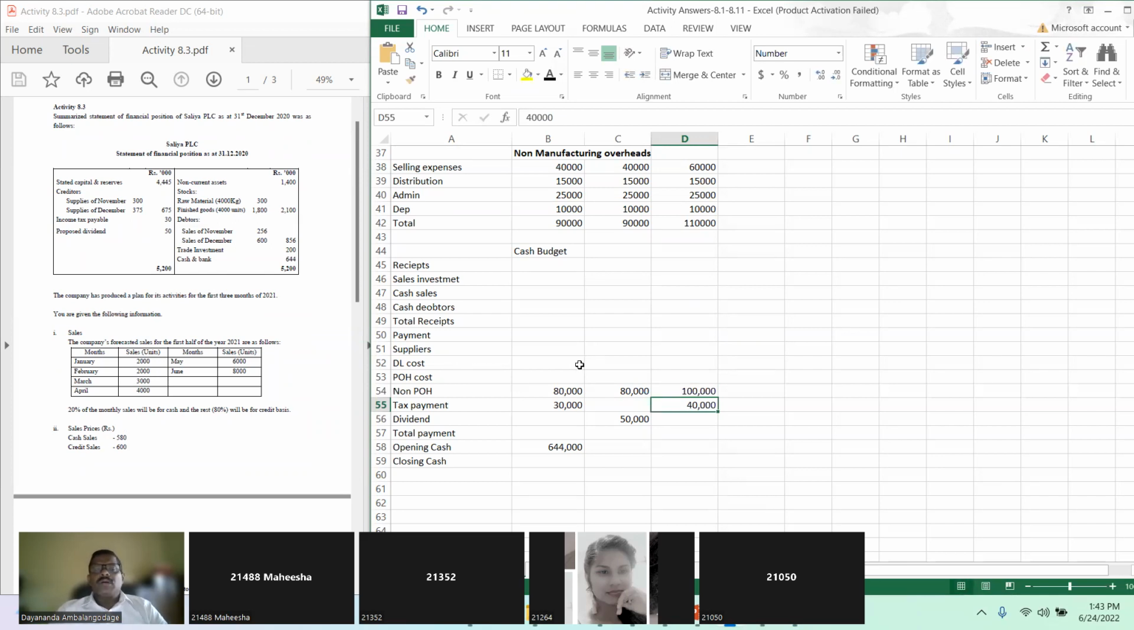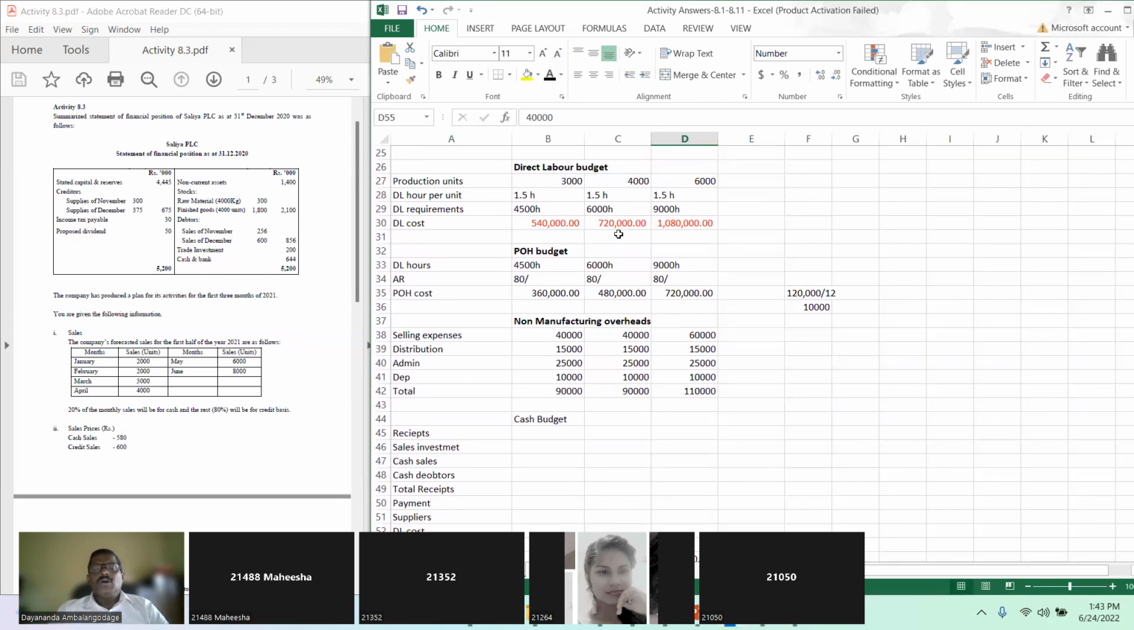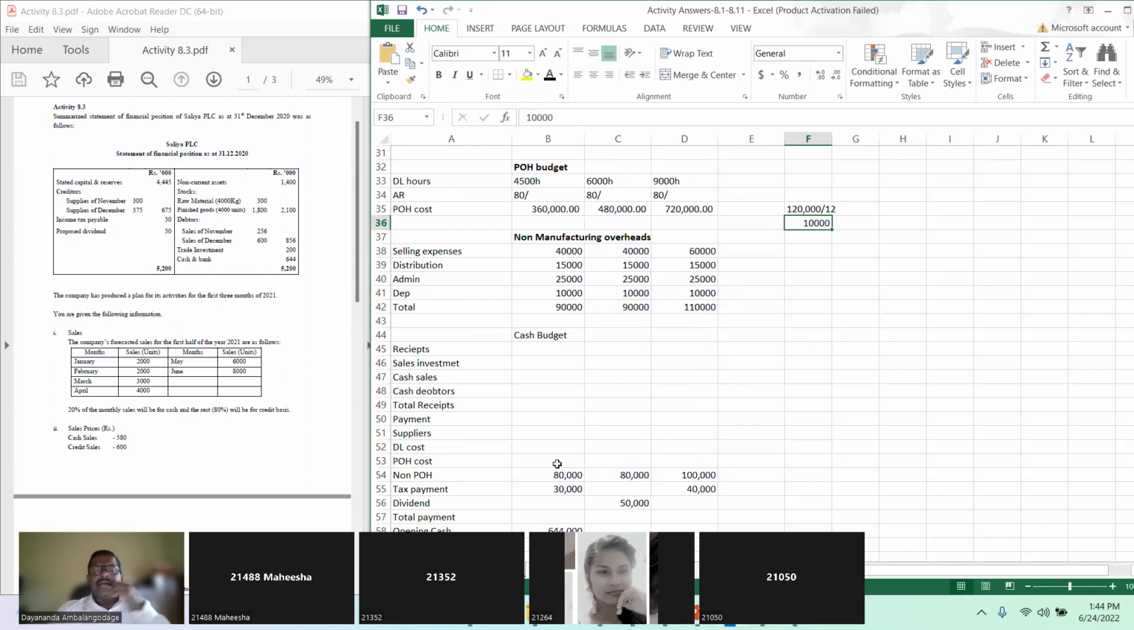The production overhead cost here, production budget, even though the production budget is 360, 480 and 720, that is true, but annual depreciation is 120, monthly depreciation is 10,000, so you have to reduce that 10,000 here, so it is 350, and here 470, and here 710.